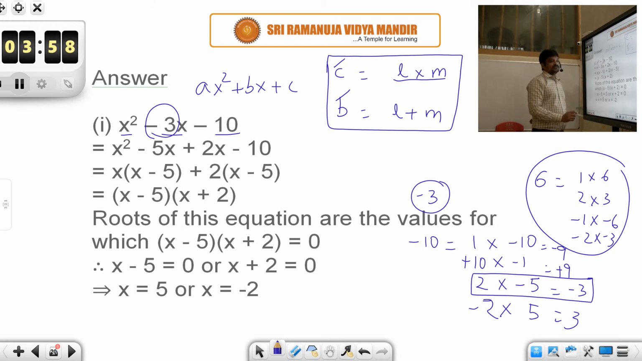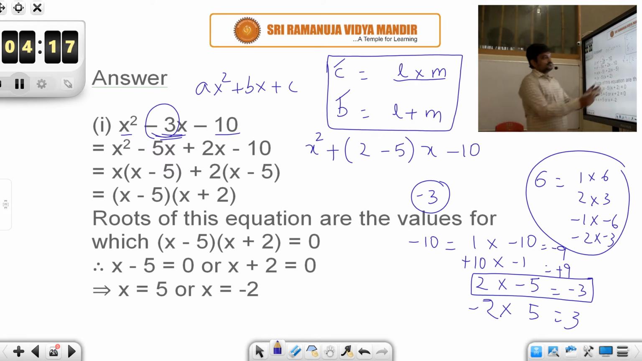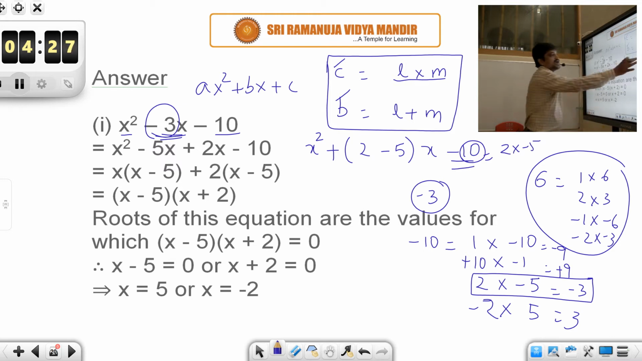Okay, so what you will do is rewrite the coefficient of x, that is minus 3, in terms of this 2 and minus 5. You will rewrite like this. And this minus 10 you could write as 2 into minus 5. Now you expand this one. When you expand, you will get minus 5x plus 2x minus 10.